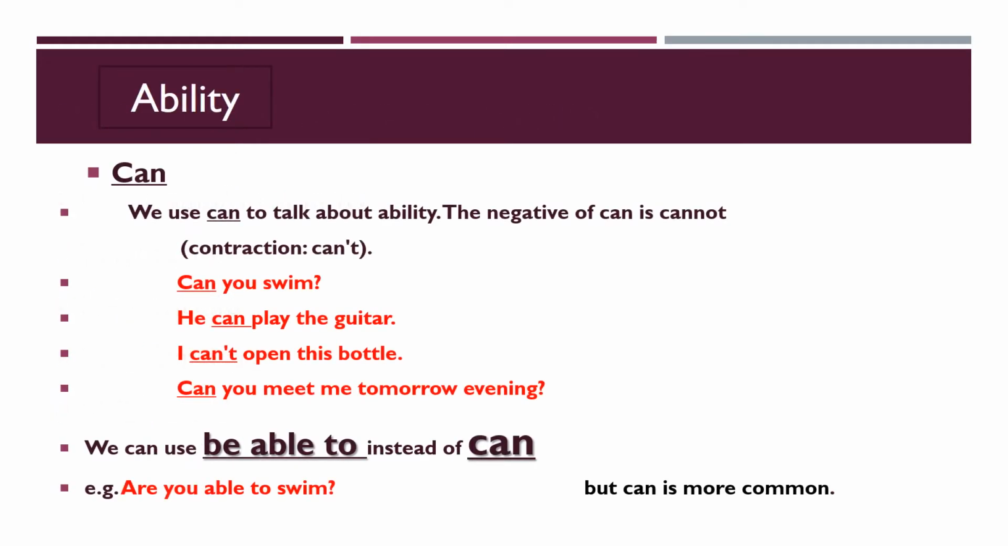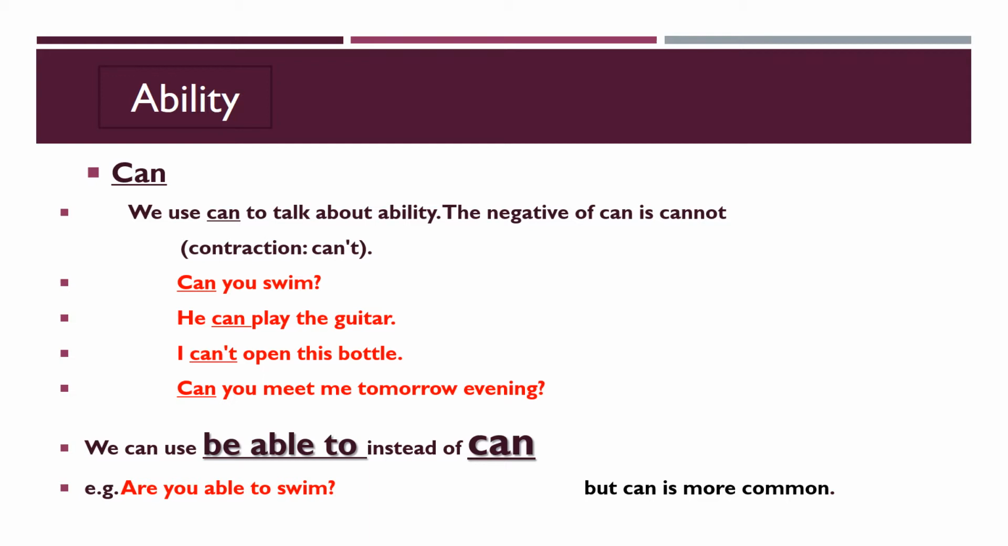Okay, to express an ability, you can use can or be able to. Let's focus. We can use can to talk about ability. The negative of can is cannot, and the contraction is can't. For example, can you swim? He can play the guitar. I can't open this bottle. Can you meet me tomorrow evening?